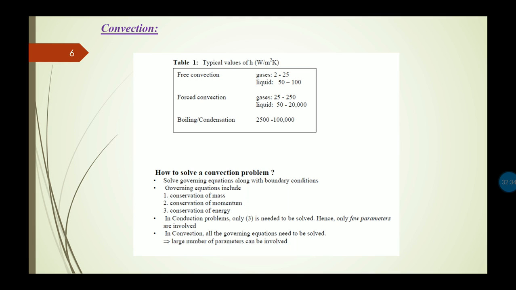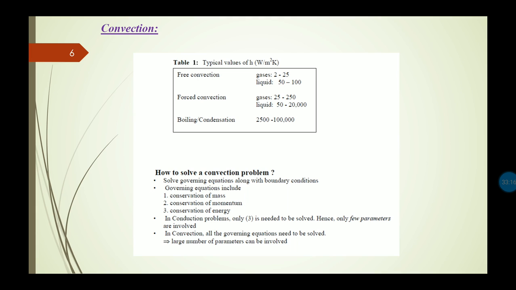Now, how to solve a convection problem? There are different parameters and assumptions that we need to consider. We need to solve governing equations along with boundary conditions. Now, what are these governing equations? These are some basic governing equations in fluid mechanics: number one is conservation of mass, number two is conservation of momentum, and number three is conservation of energy. These are the three different governing equations. In any conduction problem that we have discussed earlier, only number 3, the conservation of energy, needed to be solved.